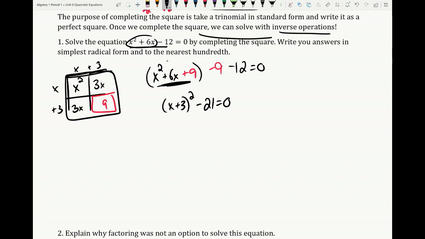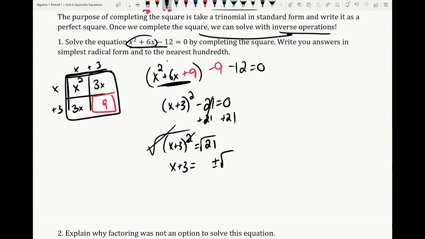Now we shift into inverse operation mode. Now we switch into getting x by itself. So we add 21. X plus 3 squared equals 21. We take the square root. X plus 3 equals plus or minus radical 21. And then we subtract 3.